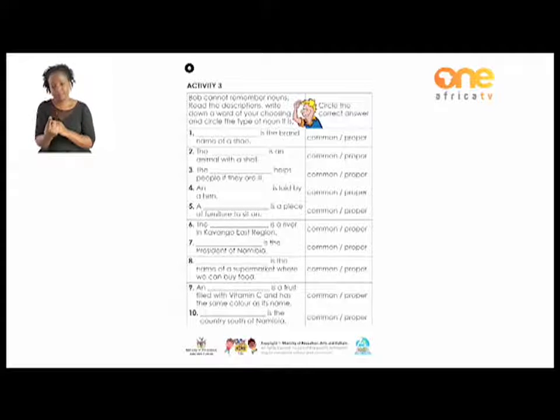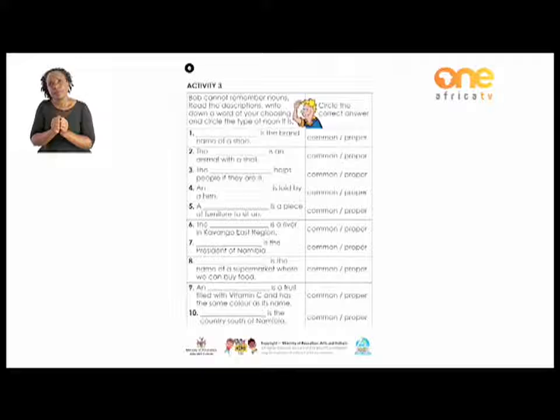On your left, it says, circle the correct answer. Now, how do we answer this? Let's go to number 1. I'll give it as an example. Maybe number 1 and 2 as examples, and then the rest, you do it on your own. Right. The first one, dash is the brand name of a shoe. Dash is the brand name of a shoe. Right.